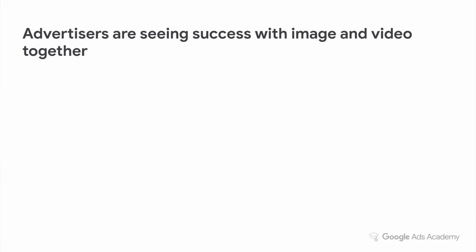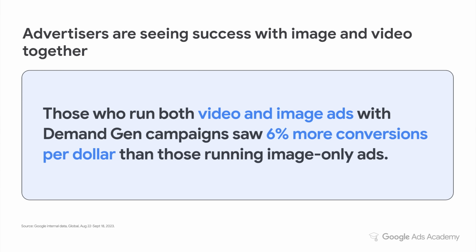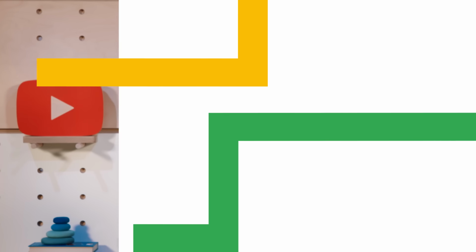Many advertisers are seeing success by taking full advantage of the multi-format experiences in Demand Gen. In fact, those that run both video and image ads with Demand Gen are seeing 6% more conversions per dollar than running those with image ads only. With Demand Gen, you're able to tap into the power of the Google feed, plus the magical relationship between fans and creators on YouTube. By attaching product feeds to your Demand Gen campaigns, you can turn your ad into a virtual storefront, helping consumers discover your brand and products while driving them towards a point of sale.